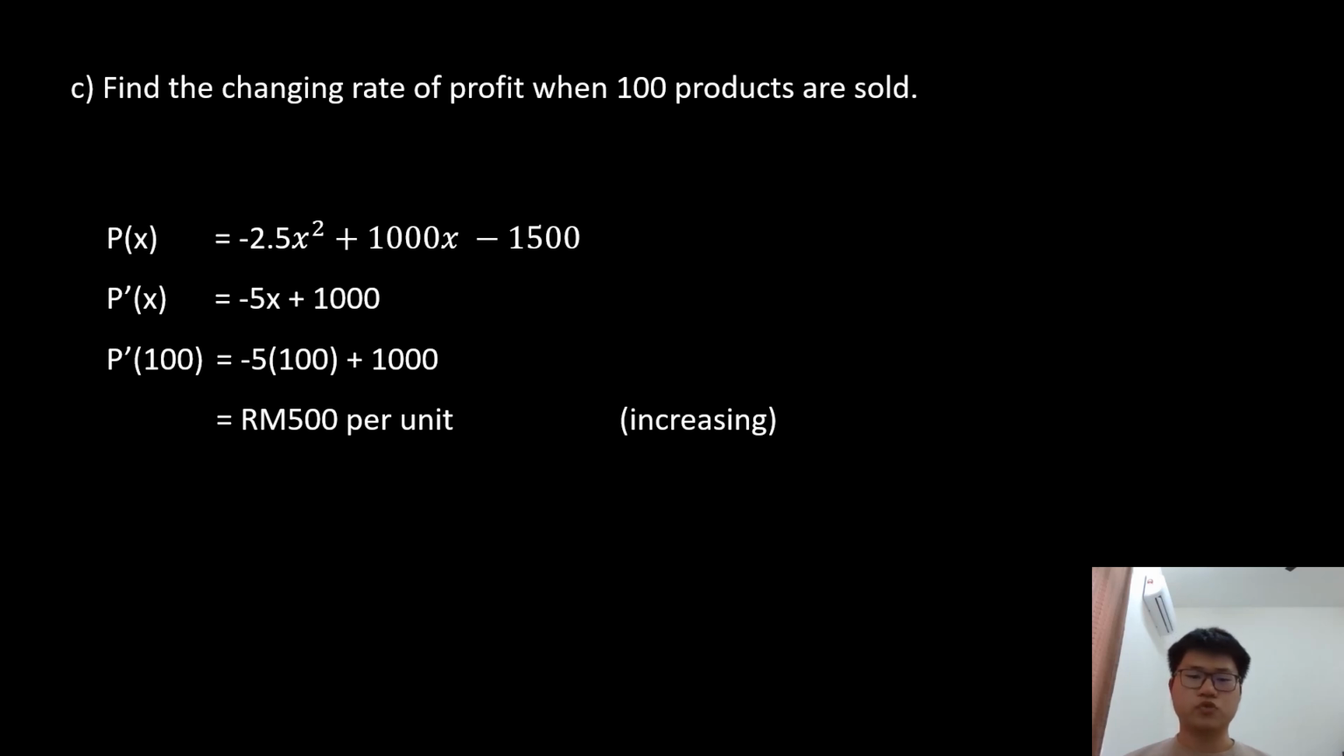When we talk about changing rates, we need to apply the first derivative to the profit function, which becomes negative 5x plus 1000. We substitute 100 items into the equation and find that when we sell 100 products, the changing rate is actually increasing, at a positive RM 500 per unit.